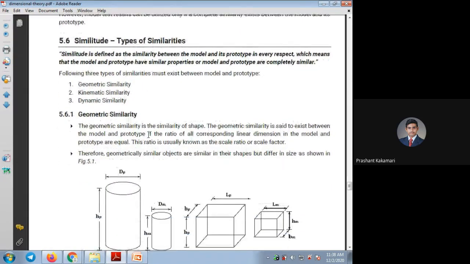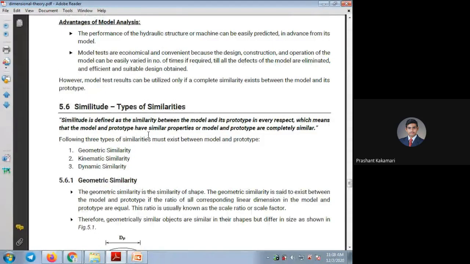So the last part in this syllabus is comparing all these three types of similarities. That similarity is called the similitude. In dimensional analysis, we are going to find the similitude. Similitude is defined as the similarity between model and prototype in every aspect. What are those different aspects of similarity? One is geometrical similarity: they should be geometrically the same. Okay, whether it is a big one or a small one, geometrically the dimensions should be the same.